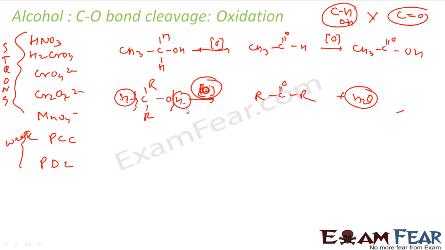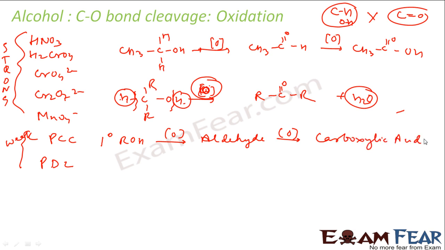Correct? This is also used to test whether it's a primary, secondary or tertiary alcohol. Why? Because if I take 1 degree alcohol, and do oxidation, it will give me aldehyde. If I do further oxidation, it makes carboxylic acid. I'll show you the reactions.